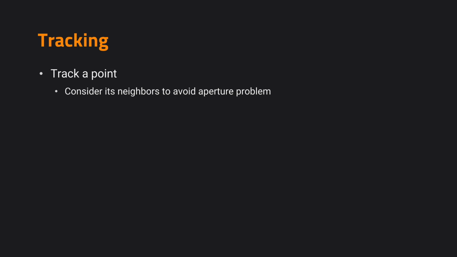In summary, when we want to track a point, we had better consider its neighbors to avoid the aperture problem as much as possible. And even so, we may not be able to decide the point motion in certain directions, depending on whether the motion falls on a flat region or on an edge.